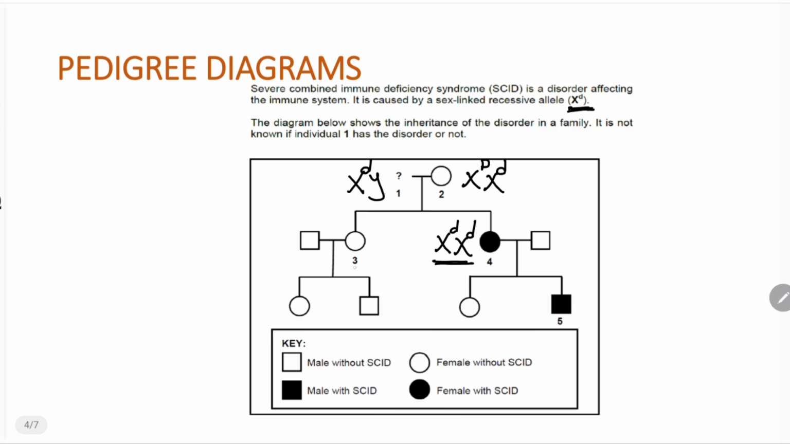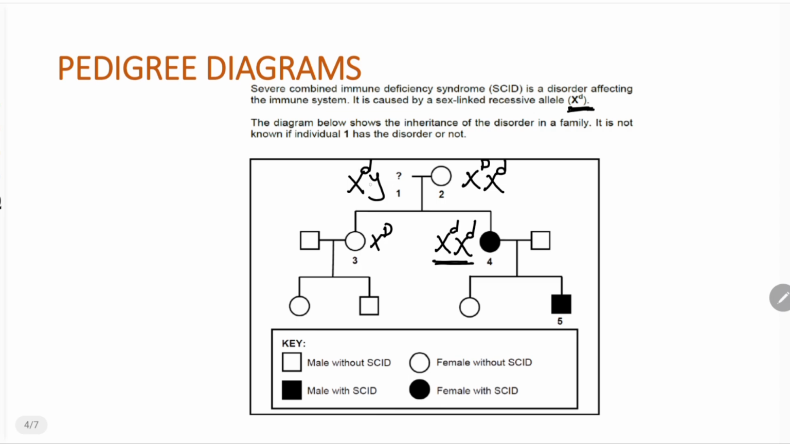Now, let's look at individual number 3. With individual number 3, it is possible for her to have 2 possible genotypes. But due to the fact that individual number 3 married this male and they had 2 children, both of whom are without SCID, the genotype of individual number 3 has to include the capital letter D. And this capital letter D, we know that it is coming from the maternal origin. It is coming from number 2 there.